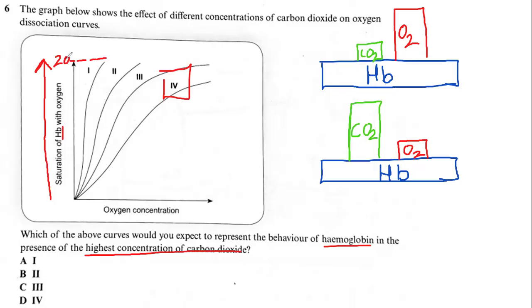This has like 20, right? It has too much oxygen. There's no way in the world that this thing has all this oxygen and yet it has the highest concentration of carbon dioxide. Y'all understand that?